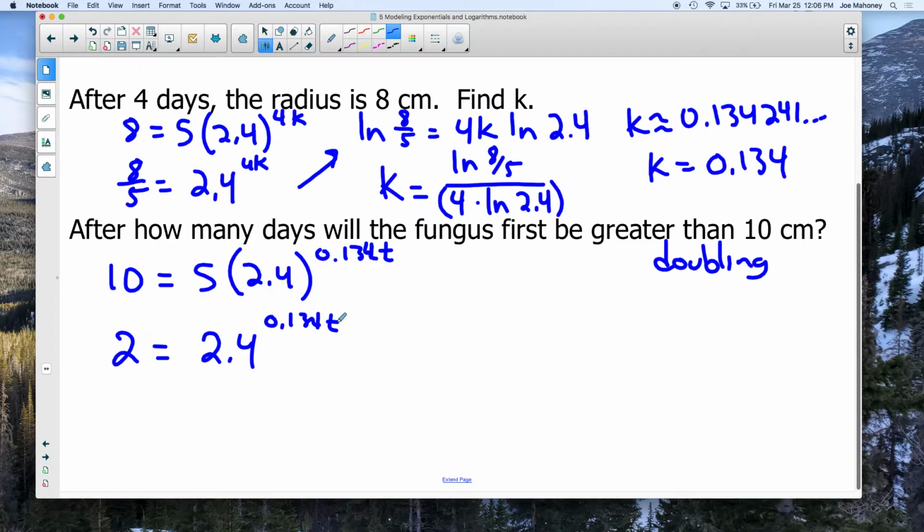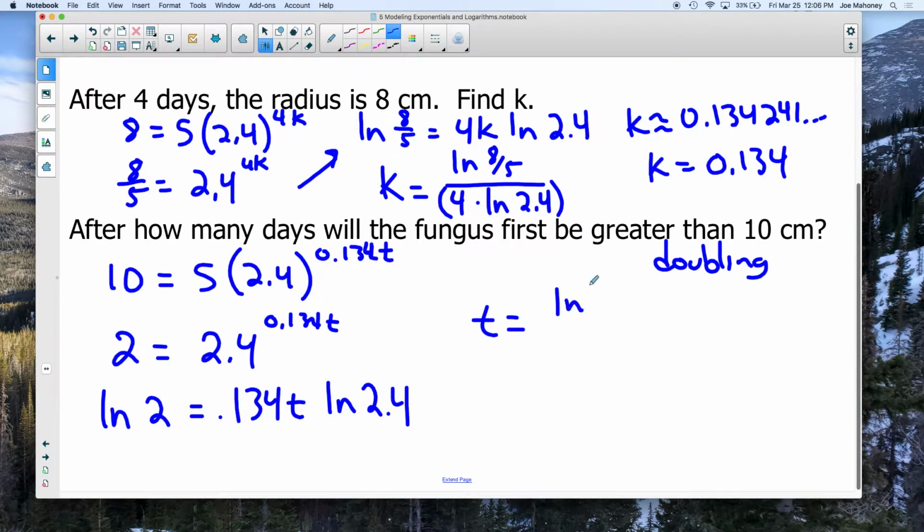So now when we solve this, we're going to take maybe the natural log of both sides. ln of 2. And then we get 0.134 times t times the natural log of 2.4. And as we saw before, we can just divide everything out and leave the t by itself. So t is going to be the natural log of 2 divided by 0.134 times the log of 2.4.